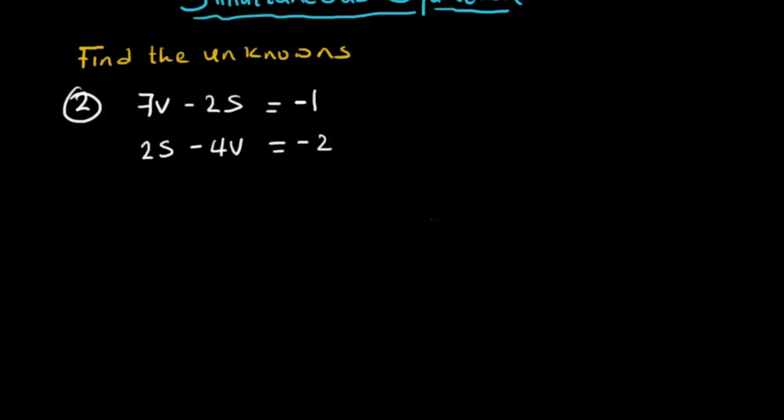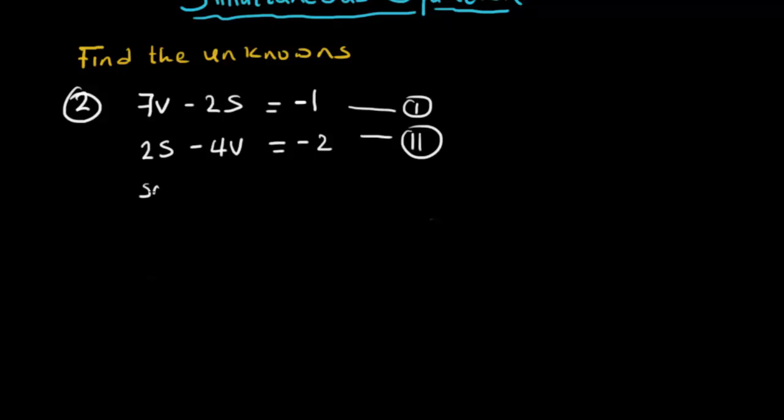So we have 7v minus 2s equals minus 1, and 2s minus 4v equals minus 2. Remember, the first thing you want to do is label them 1 and 2. Now, if you look at this question, we don't have any variable with 1 as coefficient or minus 1, so it doesn't matter what equation you take. To show you that it doesn't matter, I'm going to take equation 2, just to make things a bit interesting.